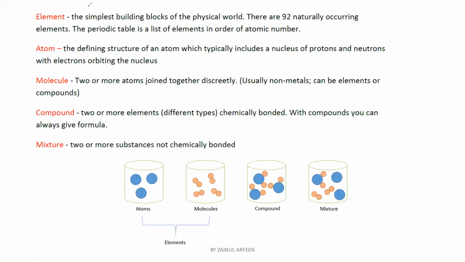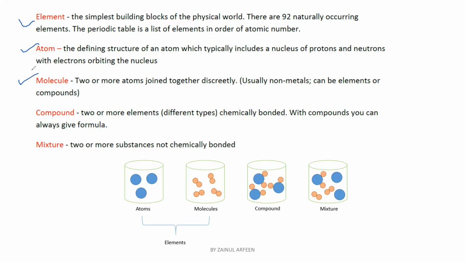So element means when identical atoms or identical molecules are together, we call that an element. When we have a basic structure in which neutrons, protons and electrons are revolving, we call that an atom. When a group of atoms are there, it's not only two, it can be more than two, but if they're joined together, we call it a molecule.